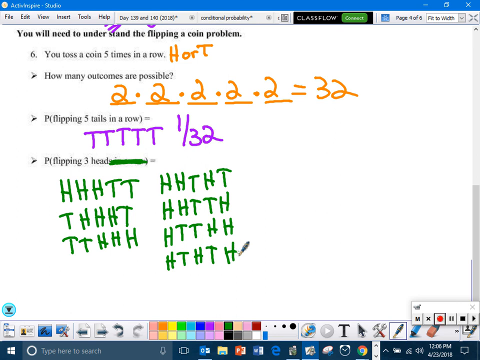All right, so let's see. Now I could start off with tails, tails. No, I did that one already. Okay, I could do tails, heads, tails, heads, heads. I could do tails, heads, heads, tails, heads.